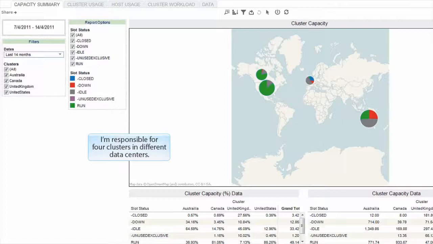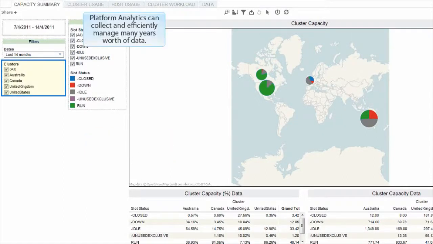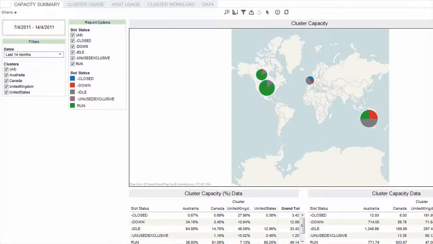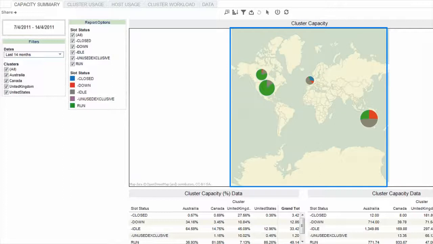I'm responsible for 4 clusters, 2 in North America, 1 in the UK, and 1 in Australia. Platform Analytics can collect and efficiently manage many years' worth of data. We're looking at data collected over a 1-week period from this environment. In this capacity summary view, I see a map of the location of my clusters.